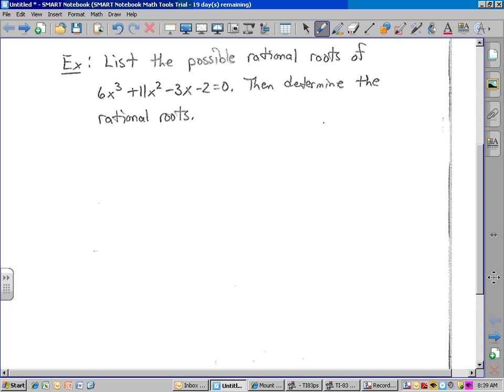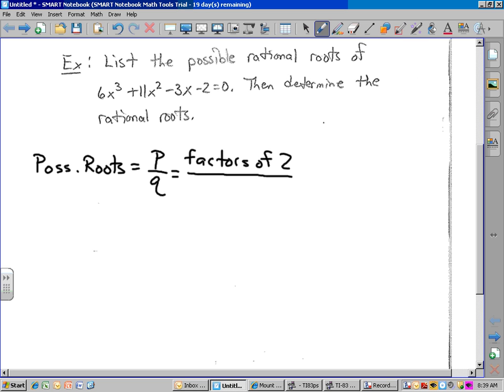Okay, possible rational roots. That's going to be p over q. P would be the factors of the last number, in this case, 2. You could also say negative 2. Really doesn't matter because when you look at the factors of 2 and negative 2, they are the same. Q, factors of the first number, 6.